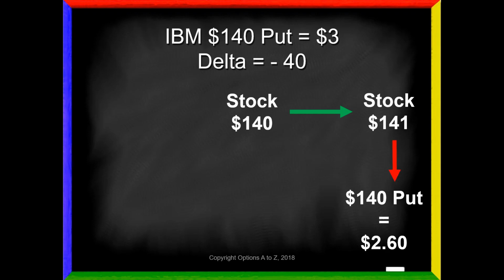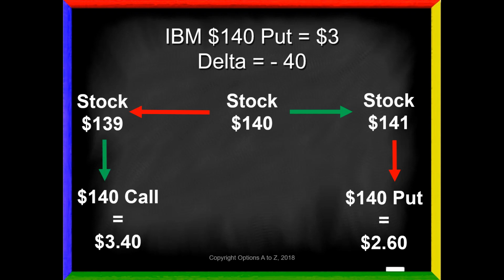It's going to lose about 40 cents, and it should be trading for about $2.60. Conversely, if the stock price falls $1 right now to 139, that 140 put is going to pick up about 40 cents. So it should be trading for about $3.40. So just remember that call options increase their prices as the stock price rises. Put options increase as it falls.